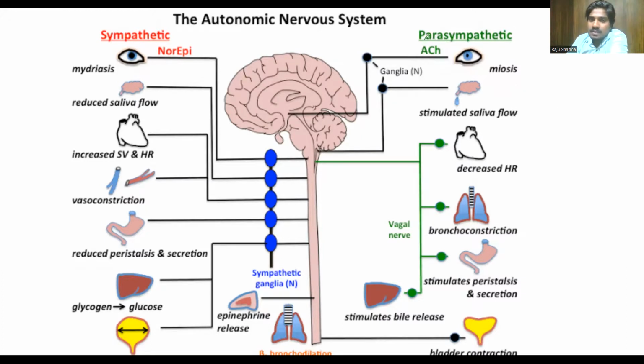parasympathetic nervous system. So this situation activates when your body is trying to slow down. So the parasympathetic system will slow down the body.